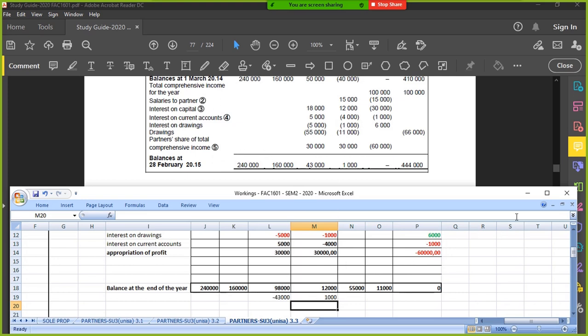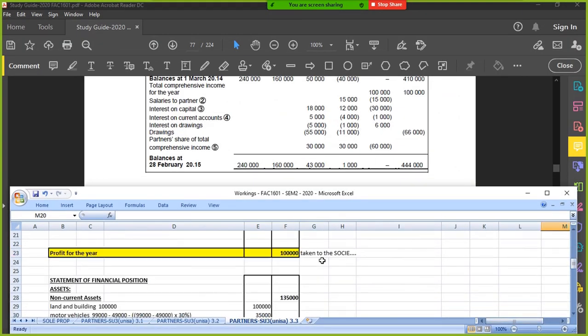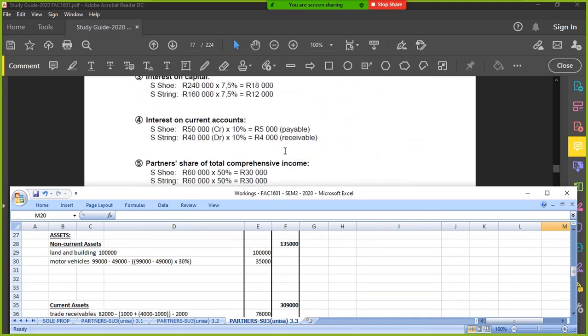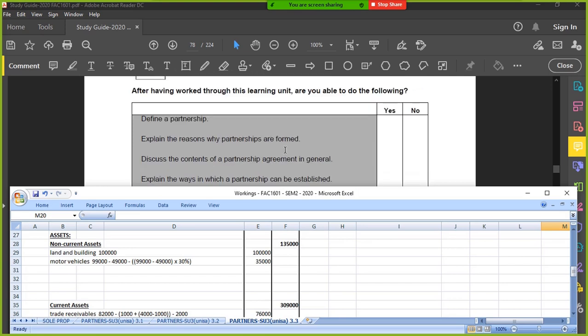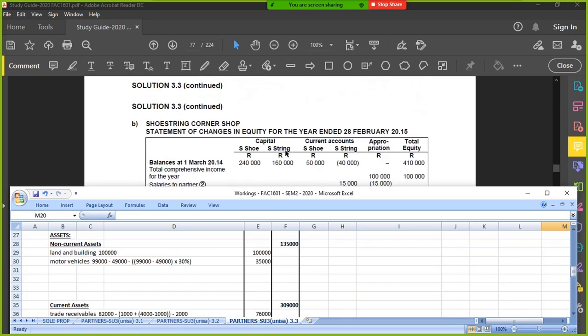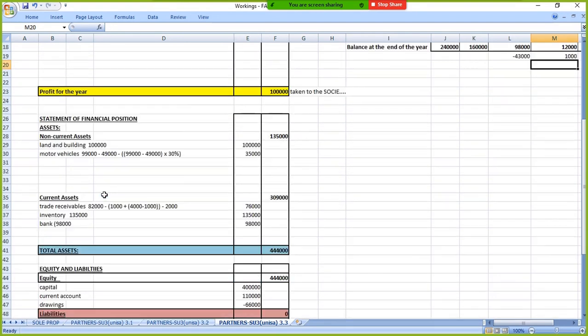Great. Ooh, forgot about the financial position. Where's the disclosure? Oh, they didn't even disclose it. It wasn't given in this question, but you've got it. It would look like what we've done.